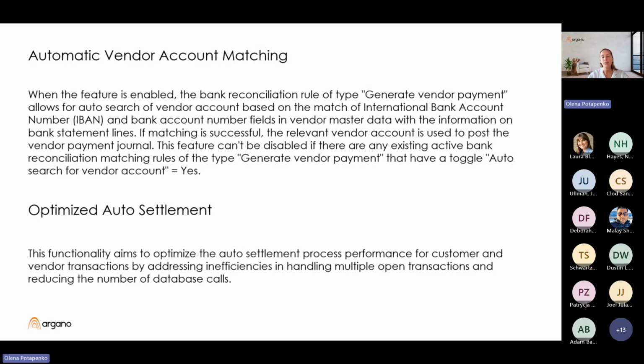It's kind of a background process, so you will not see anything going on in the interface. But if you turn on this functionality, then you will optimize the auto settlement process performance for customer and vendor transactions. And it makes sense to use this functionality first, if you use auto settlement at all, and then if you have a big amount of transactions, it will affect the performance of the system in a nice way.